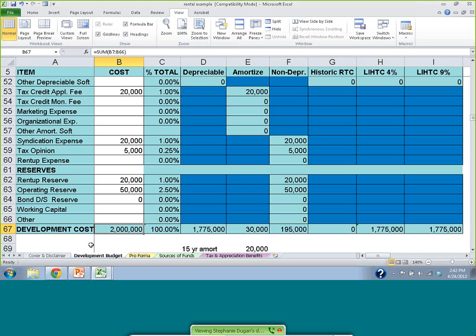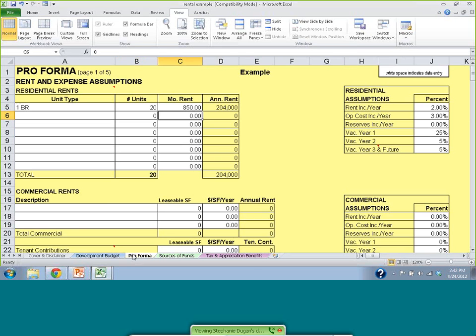So we'll click over to our pro forma, and we'll see this is our project with 20 units. Our market rents are $850 a month, and that's going to generate gross revenues of $204,000 for the project. I've got a vacancy rate, a little higher vacancy rate during the lease-up year, and then stabilizing at 5% thereafter.